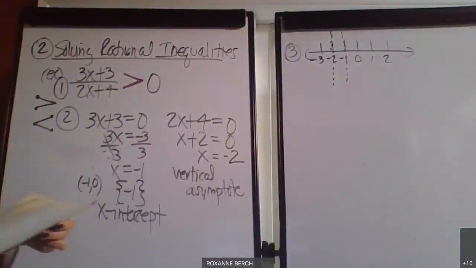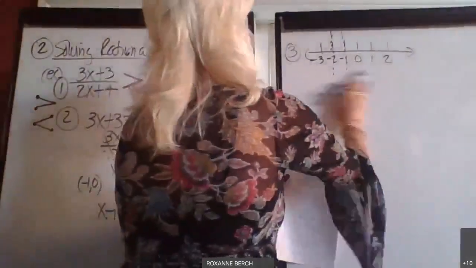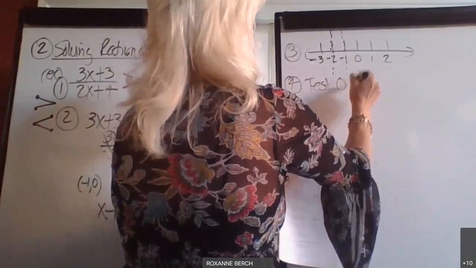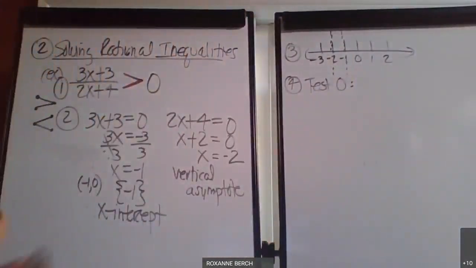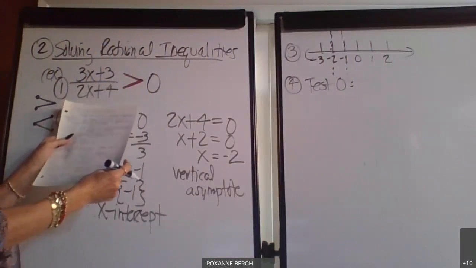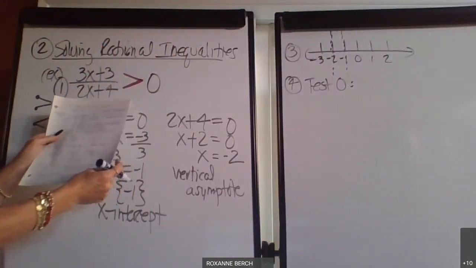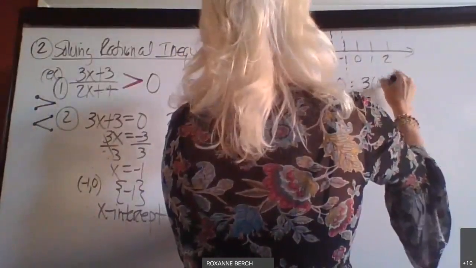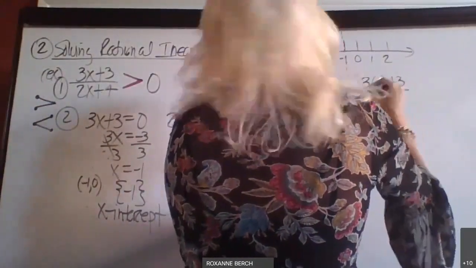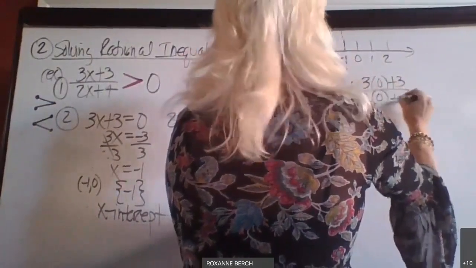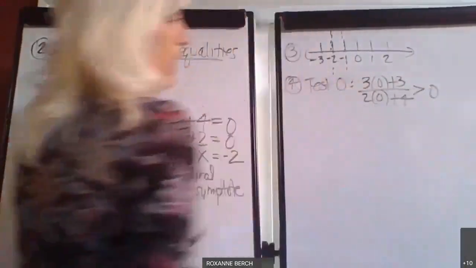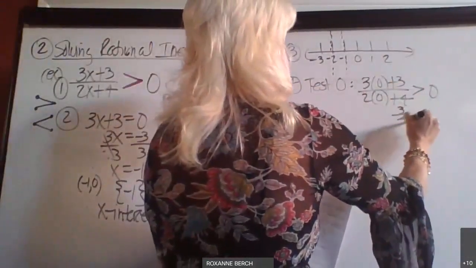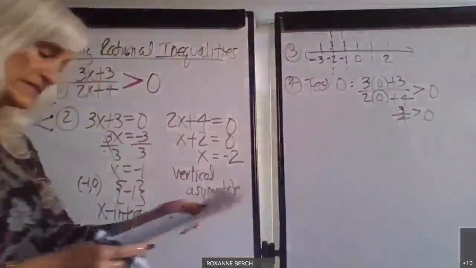Okay, now we're going to test points like we did before. And I always like to test 0 when it's available. And we're going to put it into the inequality, which is a big mess. So here we go. This is going to be 3 times 0 plus 3 over 2 times 0 plus 4. Is that greater than 0? So anything times 0 is 0. So this ends up being 3/4. So is 3/4 greater than 0?